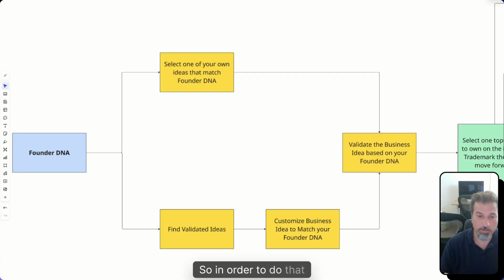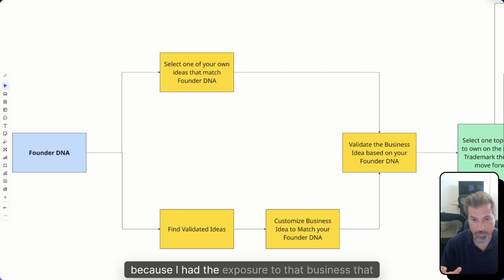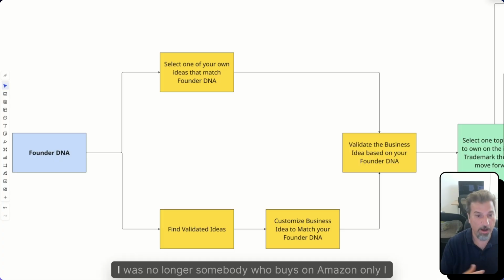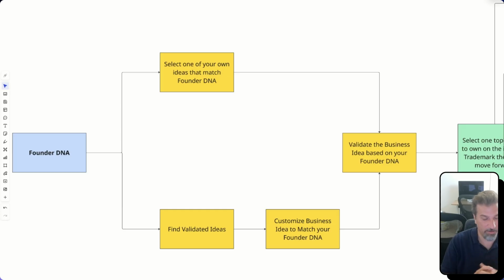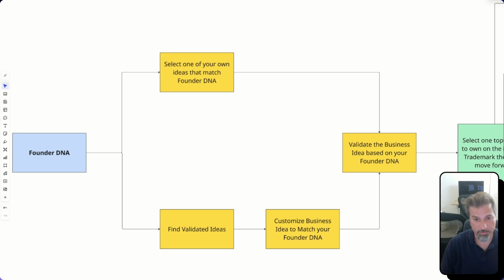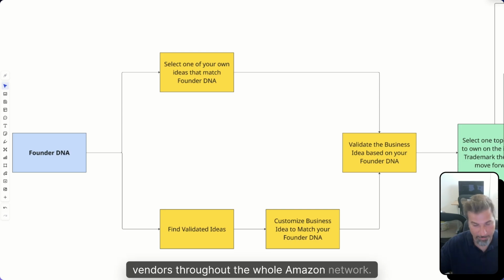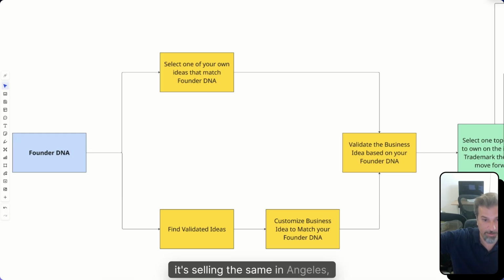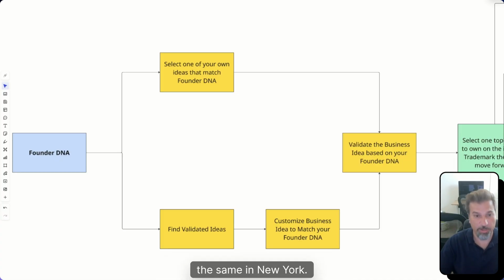So in order to do that, because I had the exposure to that business, I was no longer somebody who buys on Amazon only. I was seeing what's happening on the back end. And one of the opportunities that I saw is that there are certain vendors throughout the full Amazon network, meaning, for example, a vendor is selling machinery, a conveyor belt, to, let's say, Amazon in Colorado. It's selling the same in Los Angeles, the same in New York.